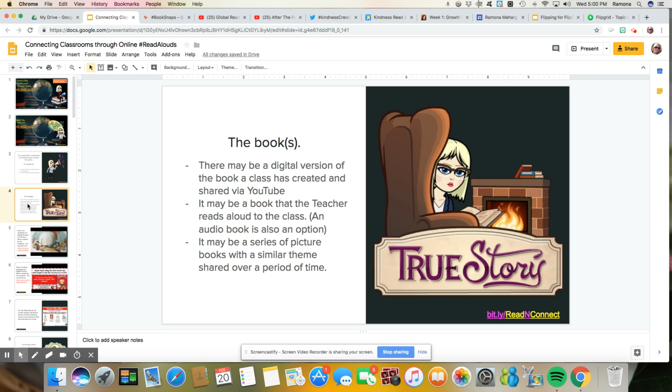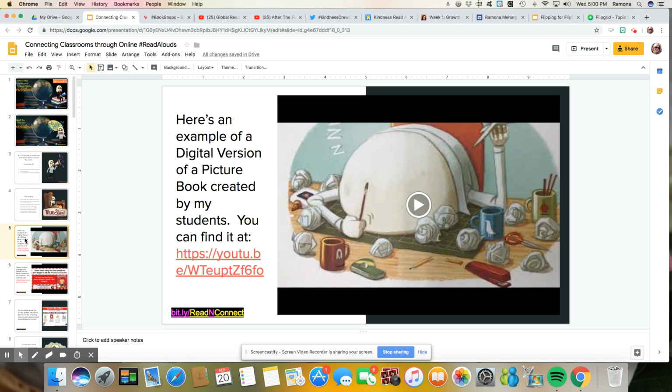So the books themselves, there might be a digital version of the book, which I'll show you an example of, that a class has created and then they share it via YouTube or other videos. Now, it could be a book that the teacher reads aloud to the class, or an audiobook, or it could be a series of picture books with a similar theme that are shared over the same period of time online. I'm going to show you an example of a digital version of a picture book created by my students for a recent read aloud.